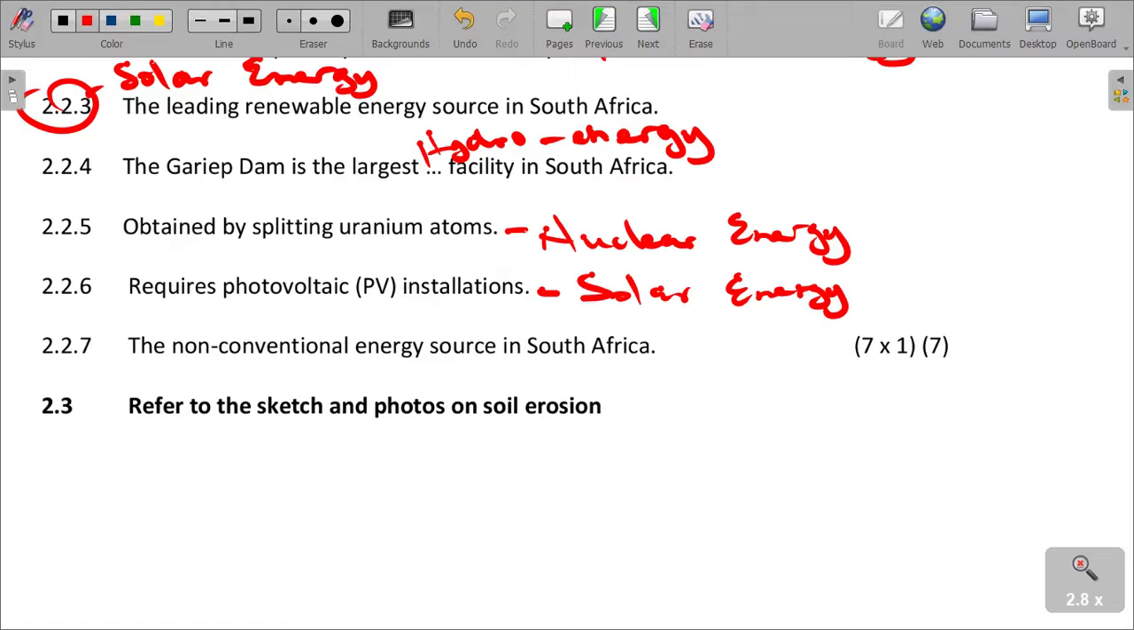The non-conventional energy source in South Africa, the source of energy that is not conventional, is also solar energy, which is quite non-conventional when you look into South African energy systems.